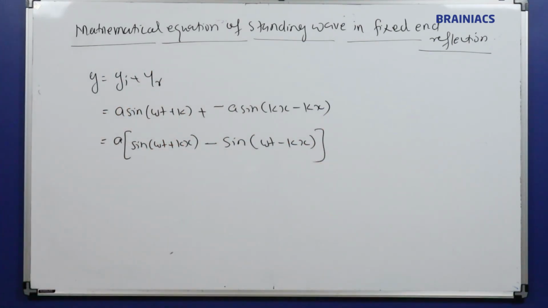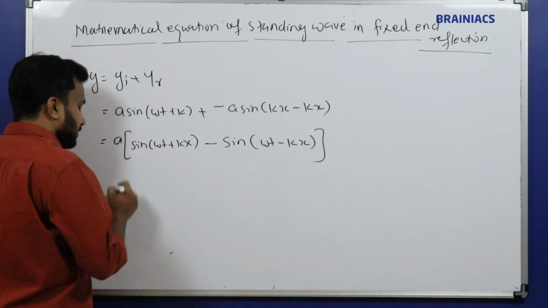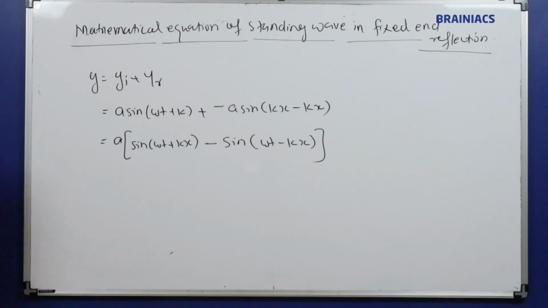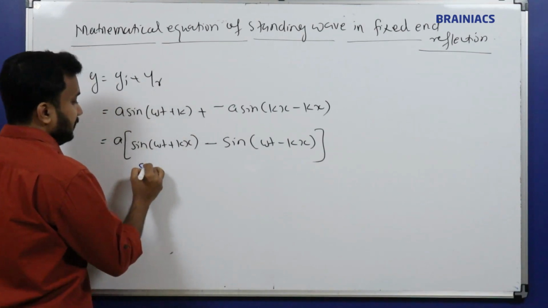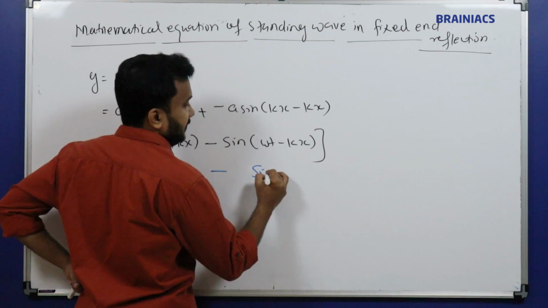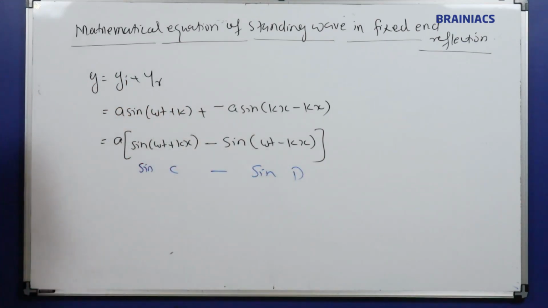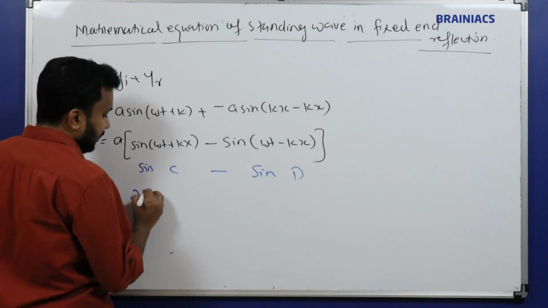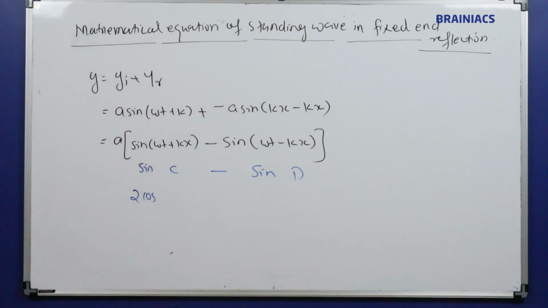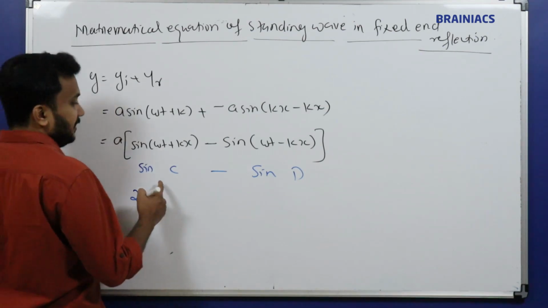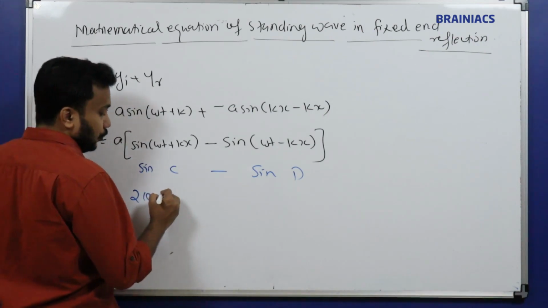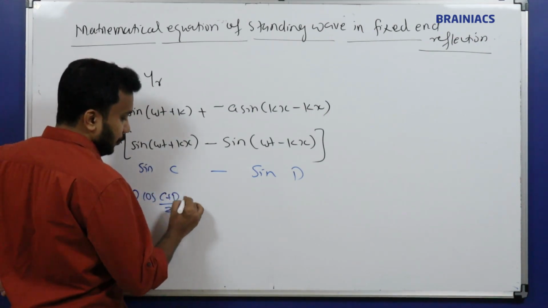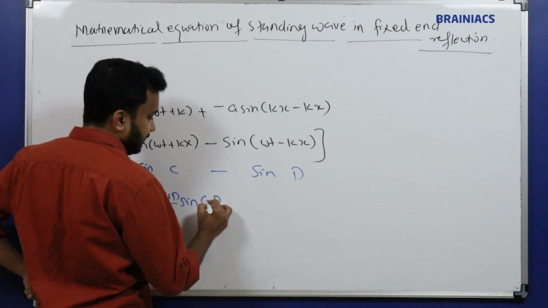Okay, so this is a mathematical equation, and I am assuming this is in the form of sin c minus sin d. What is sin c minus sin d? Can you remember the plus-two mathematics? Sin c minus sin d means 2 cos of (c plus d) by 2 into sin of (c minus d) by 2.